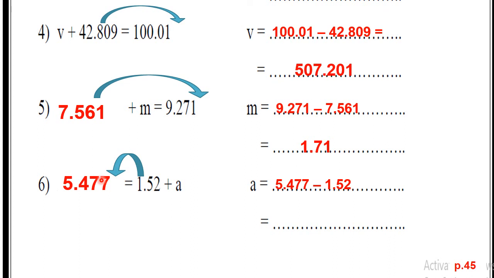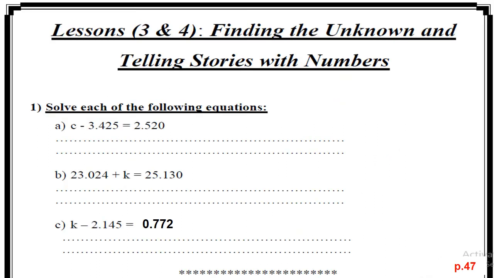And now let's take 1.52 to the other side, so we will take it using the inverse operation. So A will be 5.477 minus 1.52. When we calculate it, it will be 3.957. And now let's talk about lesson 3 and 4, finding the unknown and telling stories with numbers.